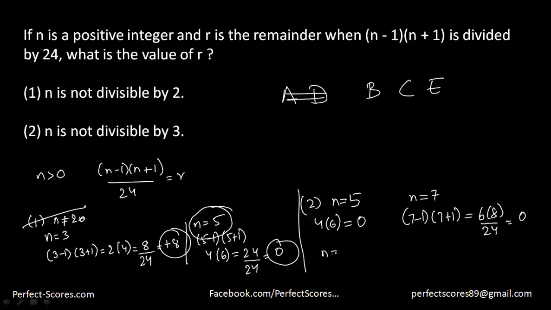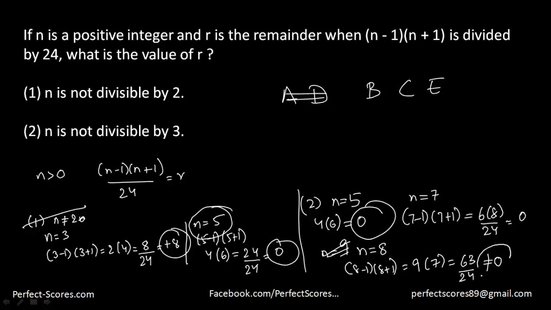Let's plug in the next number to find a pattern. Sorry, it says that n is not divisible by 3, so let's plug in an even number here. Let's suppose n is equal to 8. Then it's going to be 8 minus 1 into 8 plus 1, which is 7 into 9, equal to 63. If I divide this by 24, I definitely know that the remainder is not equal to 0. So I'm getting remainder equal to 0 and remainder not equal to 0, which means this statement is also insufficient. Hence, answer option B is eliminated.